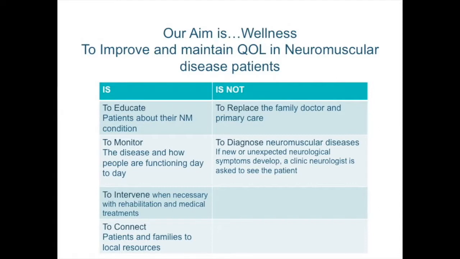We don't replace the family doctor, though. There's some things completely separate from the neuromuscular condition that the family doctor is qualified and more appropriate to deal with. And then the neurologist, if there's unusual neurological symptoms that don't fit with the diagnosis, then we would want the neurologist to come back in and try to help us sort that out.